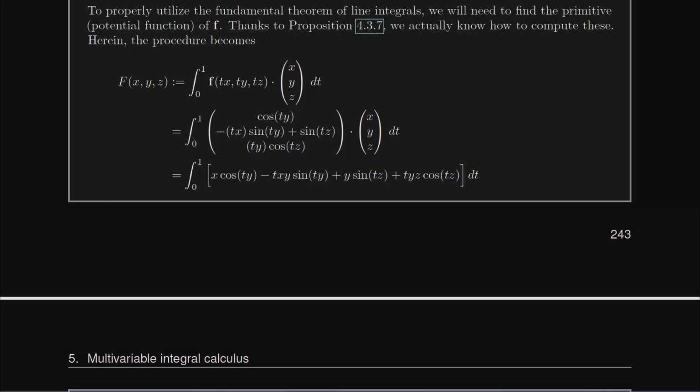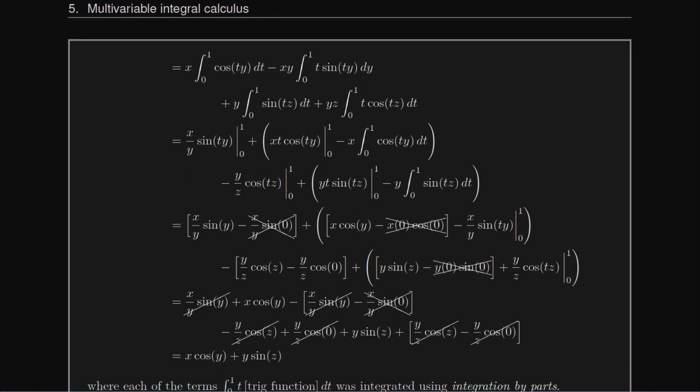At this stage, I should probably simplify a little, and I certainly can. I can pull the coefficients that I'm not integrating, an x, an xy, a y, and a yz, out, and then let's think about how I'm going to integrate each of these. That's going to be a u sub with u equals ty. That's going to be an integration by parts, where I'm taking a derivative of t and then an integral of sine ty. This is going to be a u sub with u equals tz, and then I'll have another integration by parts where t is the one I take a derivative of, and cosine tz is the one I integrate.